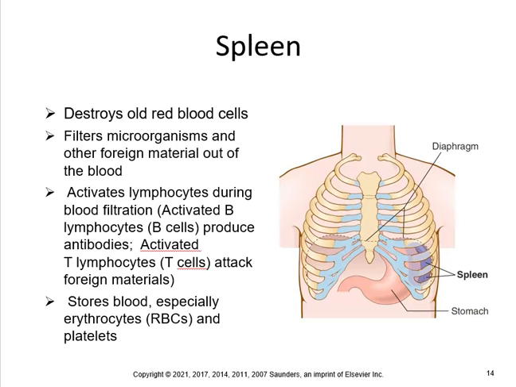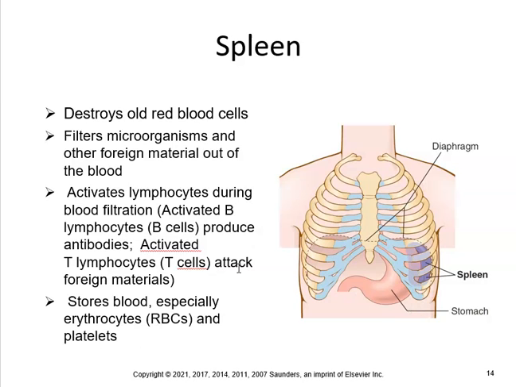The spleen destroys old red blood cells. It is found retroperitoneal, right behind the stomach and slightly inferior. It filters microorganisms and other foreign material out of the blood, and activates lymphocytes during blood filtration. Activated B lymphocytes, B cells, produce antibodies. Activated T lymphocytes, T cells, attack foreign materials. It also stores blood, especially erythrocytes, RBCs, and platelets.